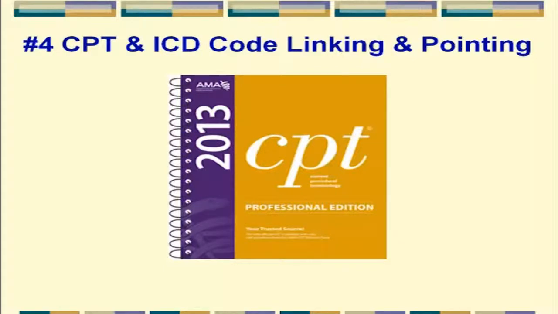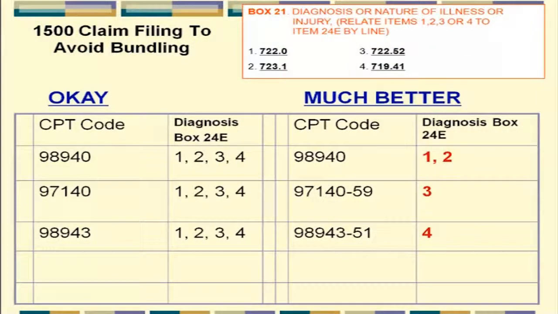Let's go to step 4, CPT diagnosis code linking and pointing. So you see here at the top we have box 21 that has 4 diagnosis codes. And now we are performing certain procedures. My recommendation is you point to the diagnosis codes that you're performing the procedure on. On the right side, you see the 98940. That's going to diagnosis codes 1 and 2, the neck. 97140 to the lower back, that's a 722.52. And 98943 is pointing to the shoulder pain, 719.41.